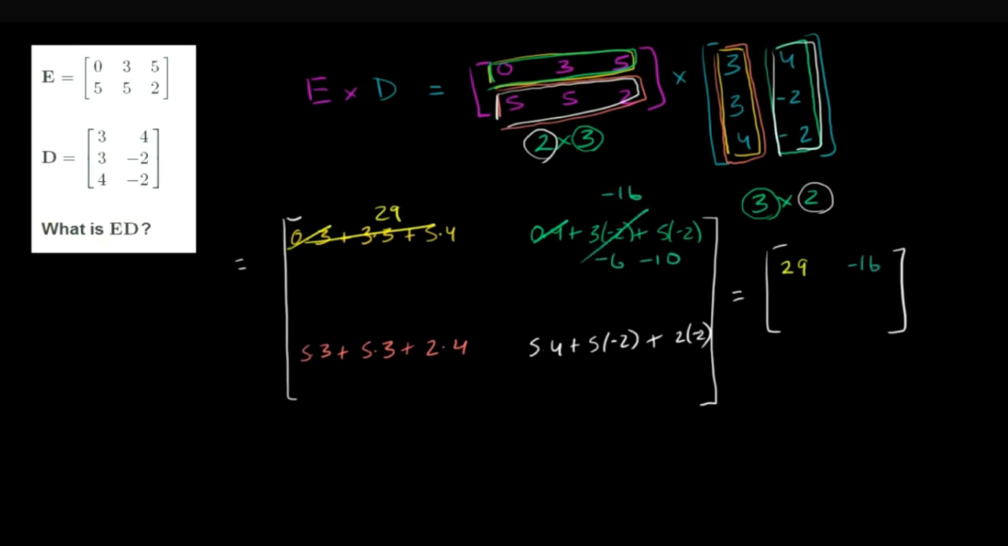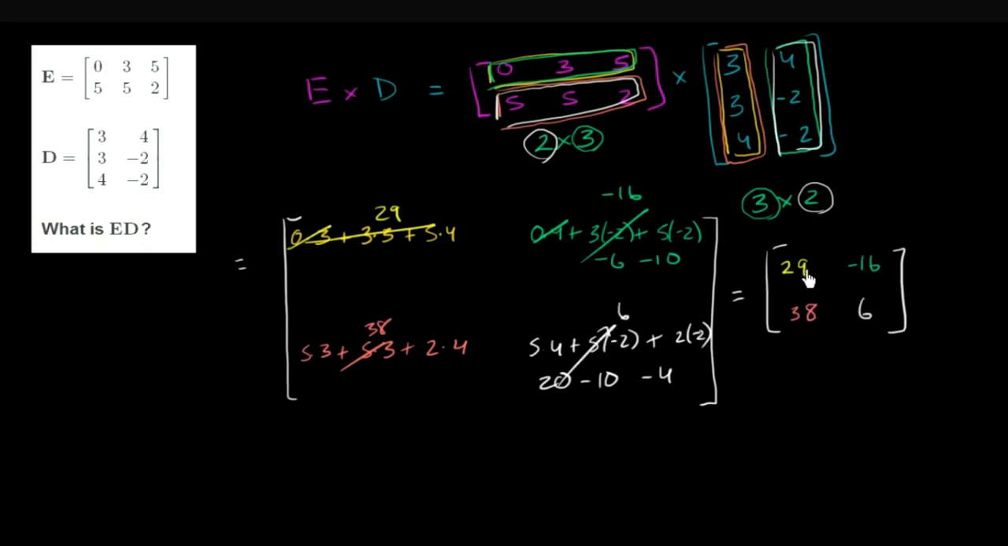Negative 16. This right over here, it's 15 plus 15, which is 30, plus 8. So this is 38. And then finally, this is 20 minus 10 minus 4. So this is going to be 6. So this is all going to simplify to 6.